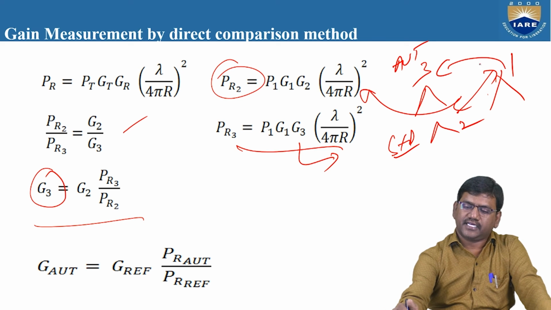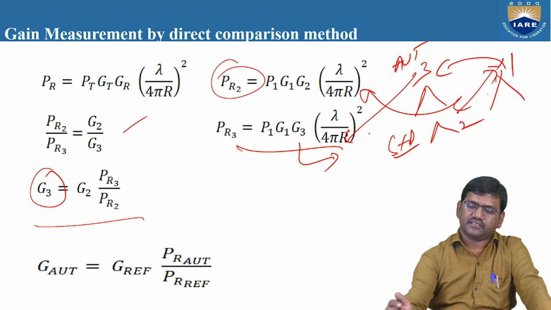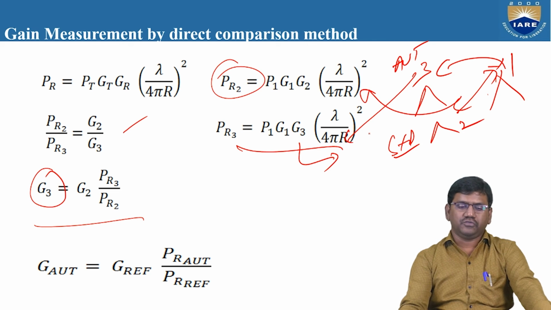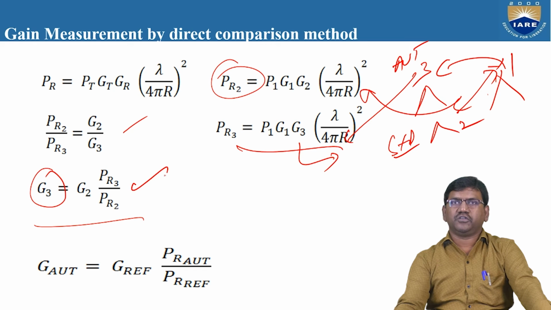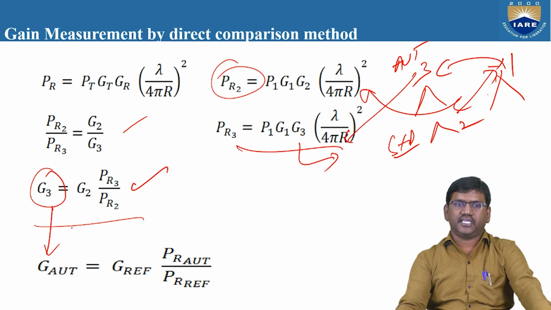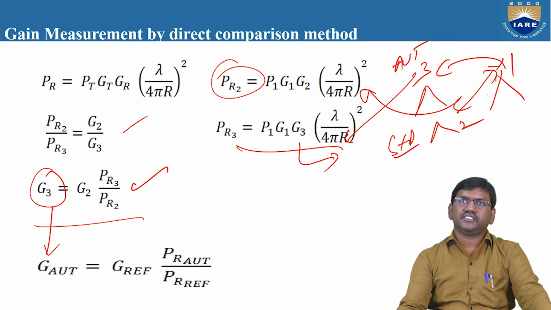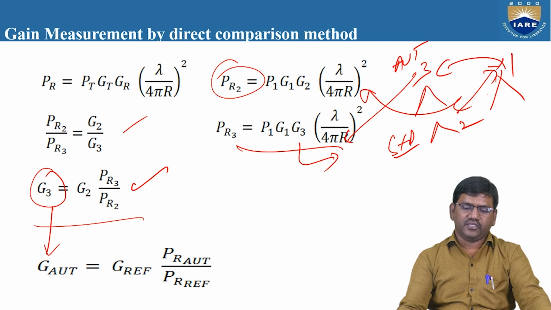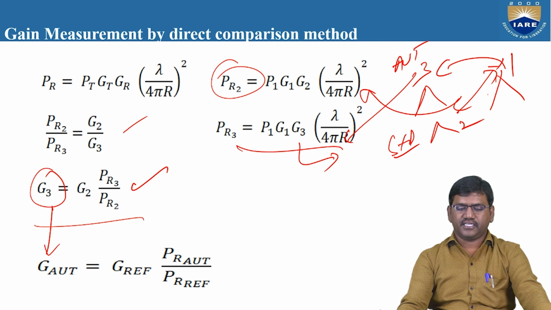When 1 and 3 are connected, we are getting this equation. Let us find the ratios of these two. We are getting G3 is equal to G2 into PR3 by PR2. So G3 is nothing but GAUT, that is the gain of AUT, given by G reference into PR of AUT by PR of reference antenna.